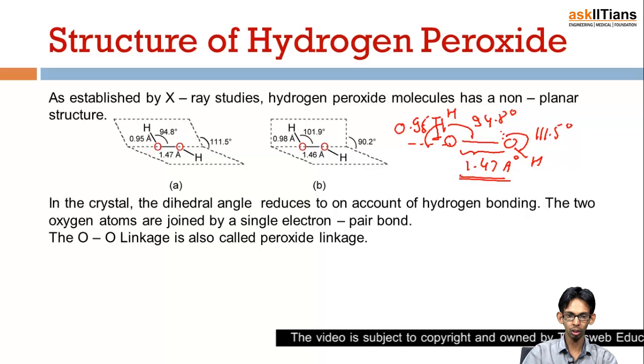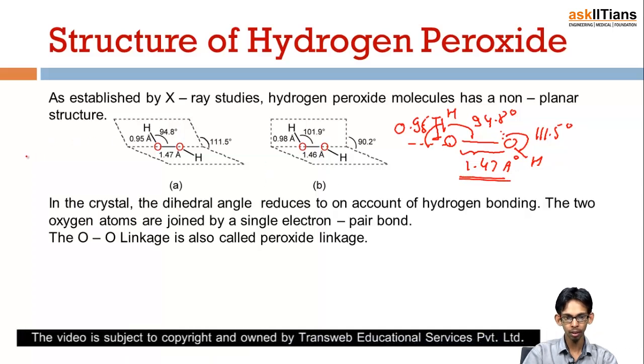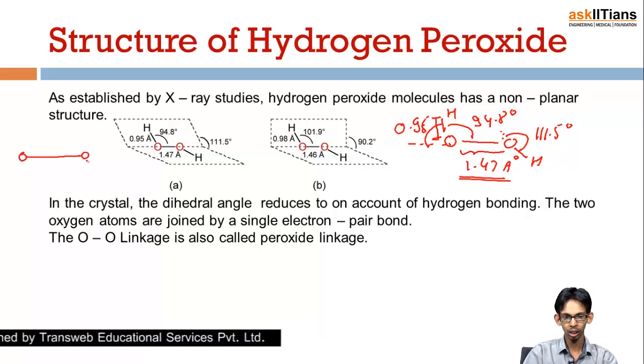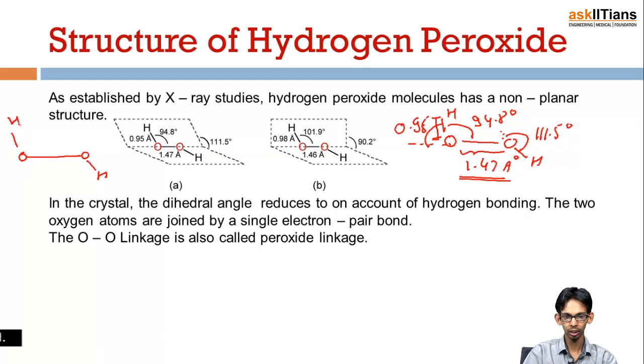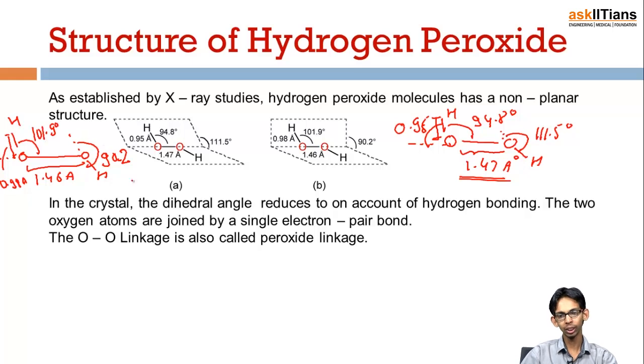Another possible structure is also like this: two oxygen, hydrogen, another hydrogen. This bond angle is 90.2 degrees. This is 1.46 angstrom. This is 0.98 angstrom, and this is 101.9 degrees. So these are the two structures, 1A and 1B, and both of them are non-polar.